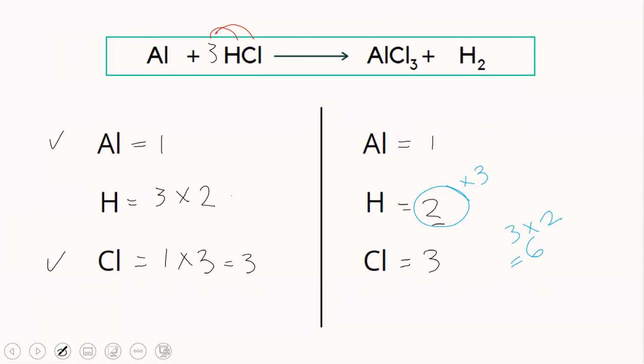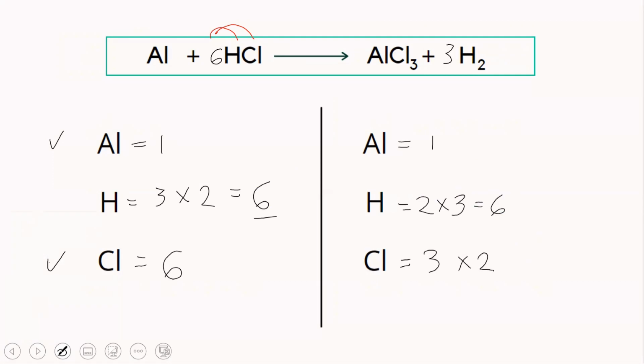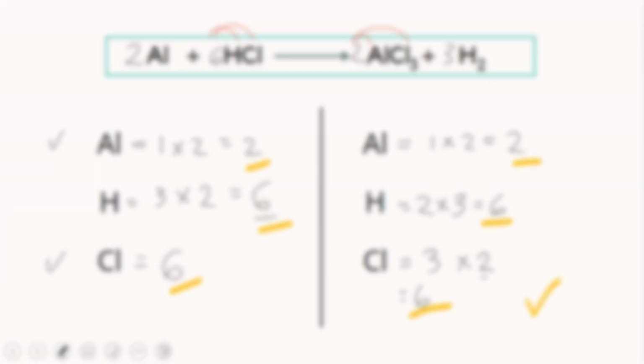Now that we have 6 hydrogen atoms on the left side, we also have 6 chlorine atoms. To balance this change, we must also multiply 3 chlorine atoms on the right by 2. By inputting the coefficient 2 in front of the aluminium chloride, we now have 2 aluminium atoms on the right side of the equation. To balance this change, we must multiply the 1 aluminium atom on the left by 2. Now the equation is balanced.